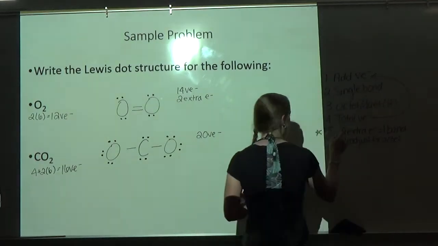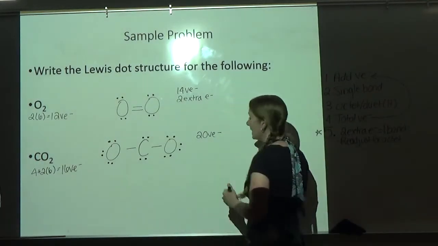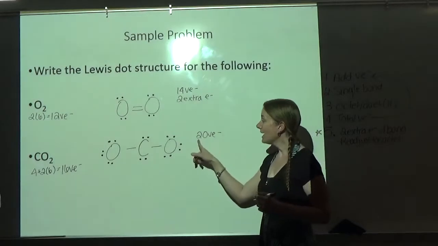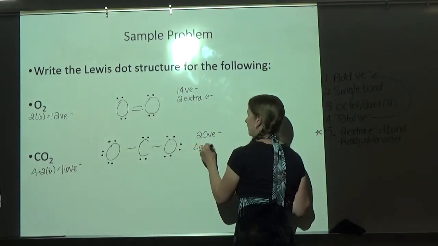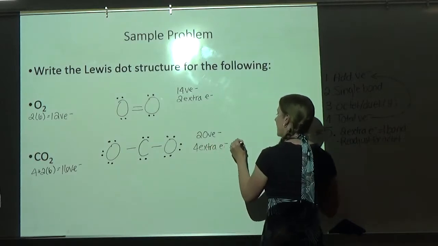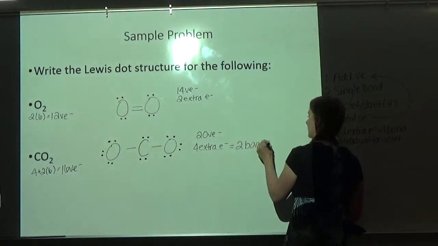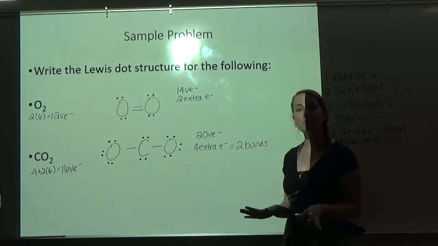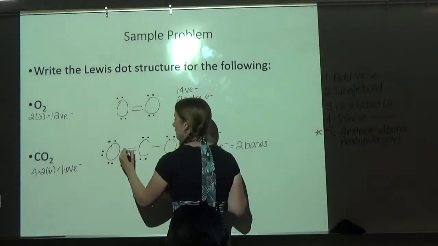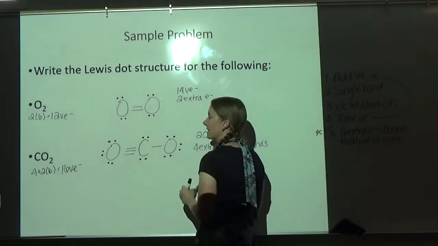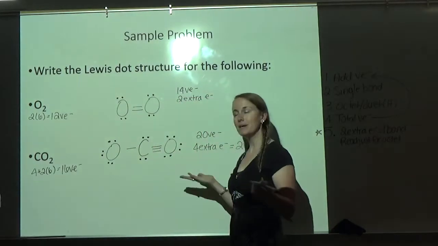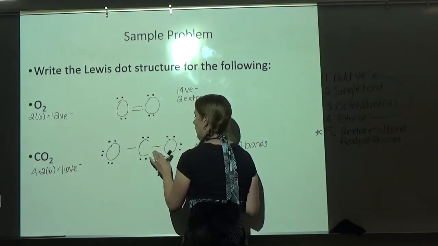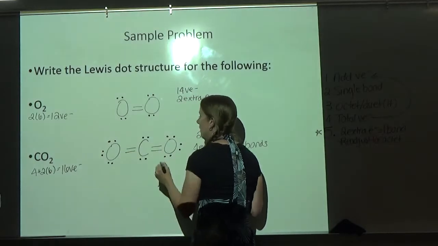Alright, so remember, for every 2 extra electrons, I need 1 bond. Well, I have 4 extra electrons. So that actually equals 2 bonds. Now, technically on this one, you have choices. You could put both your bonds here and make this a triple bond. You could put both your bonds on the other side and make that a triple bond. Or you could put 1 bond on each side.